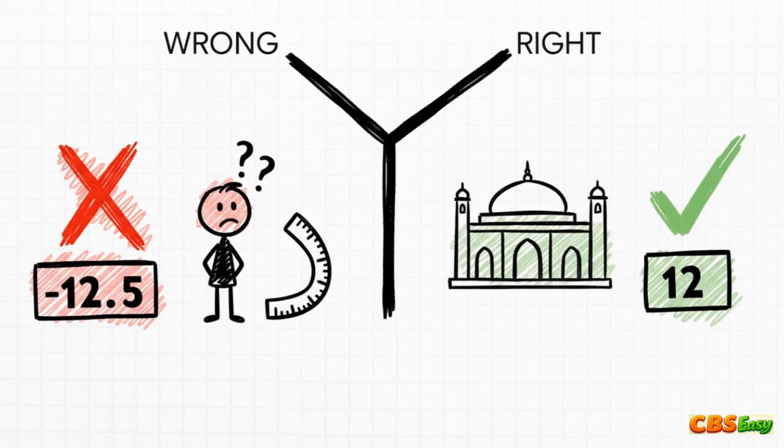Whoa, hold on, here comes another huge exam alert. You have to apply real-world logic. Can the breadth of a prayer hall be negative 12.5 meters? Of course not, that's impossible. So we have to reject that solution. The only answer that makes any sense is 12 meters. Seriously, don't lose easy marks by forgetting this final common sense check.